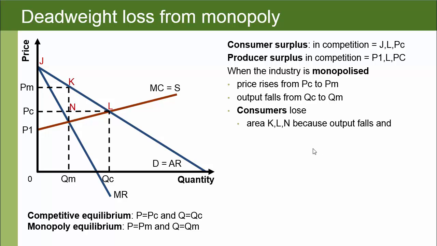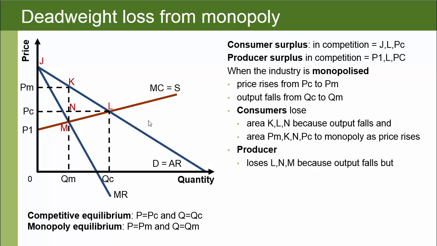But what's the impact on consumer surplus? It was JLPC, it's now JKPM. The total loss of consumer surplus is PM, KLPC, and consumers are losing out, one, because output's fallen from QC to QM, less is being bought. And this area here, KNL, that's the area of lost consumer surplus because of the fall in output. But there's also a transfer going on. This area here, PM, KN, PC, that was once consumer surplus, but that's now been transferred to the monopolist as a result of the price rise.